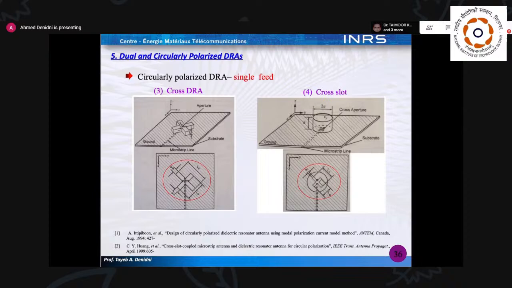Okay, I continue with circular polarized. We can generate it by creating cross dielectric resonators and we feed them with just one slot. Or we do the inverse: we have a single resonator and we have a cross slot to feed this antenna. And there are two papers mentioned here as an example to generate a circularly polarized dielectric resonator using modal polarization current, from AT Bone, I think from CRC. And to generate, I think you can think in terms of a dielectric resonator. We have a cross like here, the first one, or inverse, the same way.